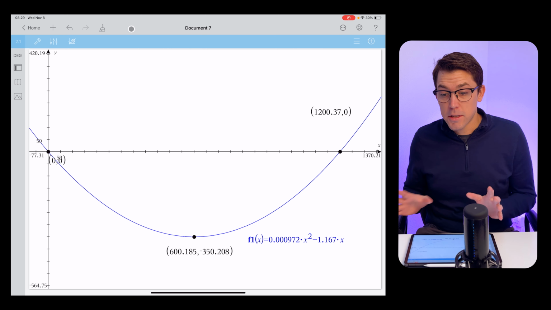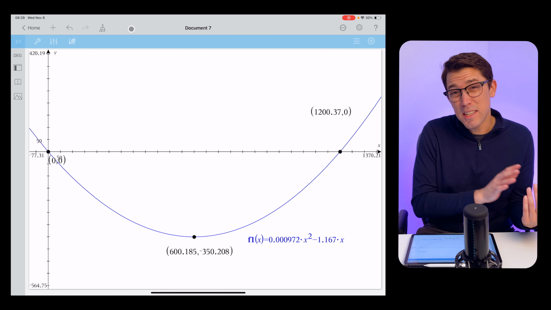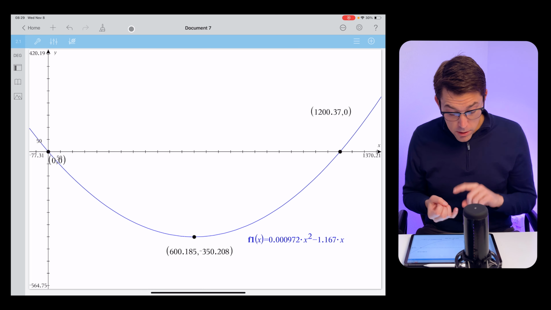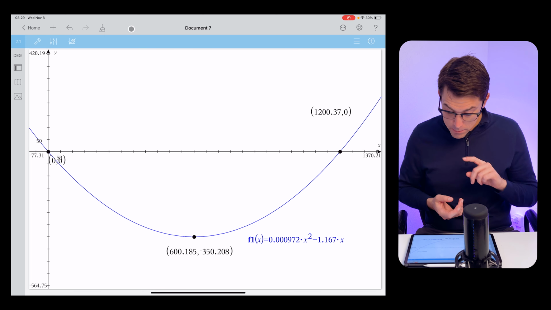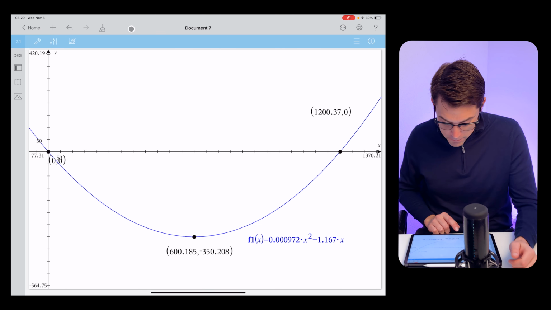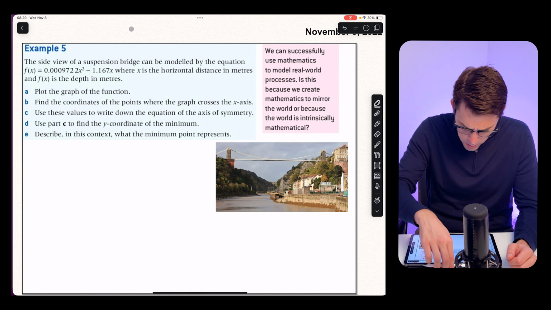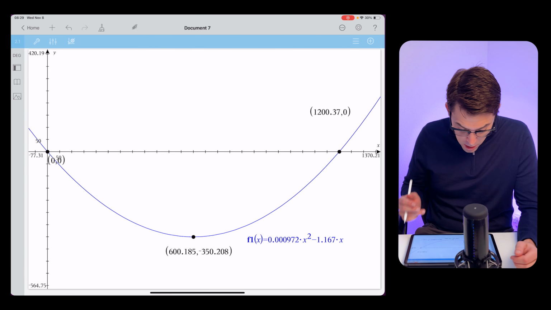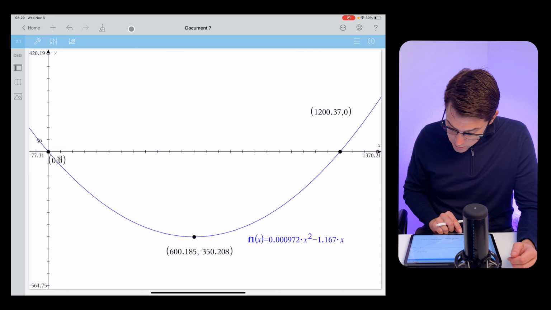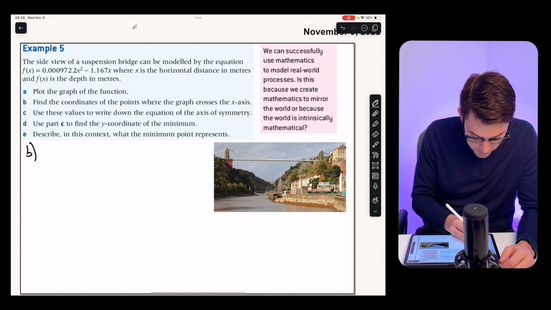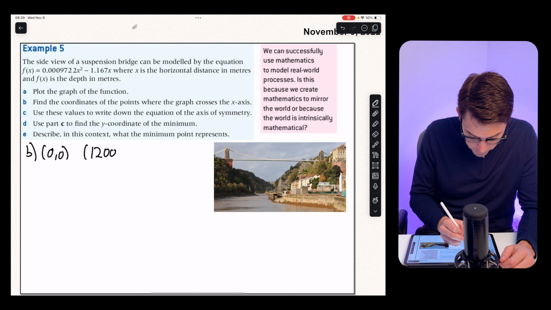It depends on the context of the question. Sometimes you might need to sketch this, sometimes not. But if you are asked to sketch this, just remember you're going to need your y-intercept, your x-intercepts, and then, of course, your vertex and have the correct shape. But this will obviously help you out tremendously. So let's find the coordinates of the points where the graph crosses the x-axis. I already did that: 0, 0, and 1200, 0. Again, I'm rounding just for significant figure purposes.